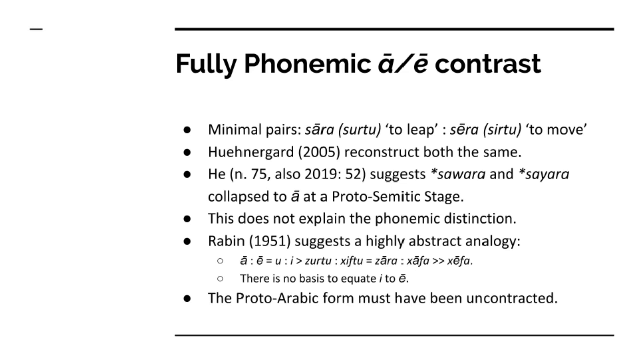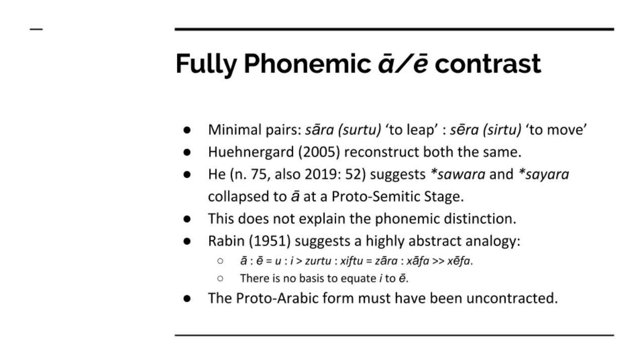But there's really no basis to equate a short e with ā. There's no other places in the morphology of Arabic where a short e turns into an ā. So this kind of analogy really doesn't make all that much sense to me, and I don't think this is the good way to go about it.